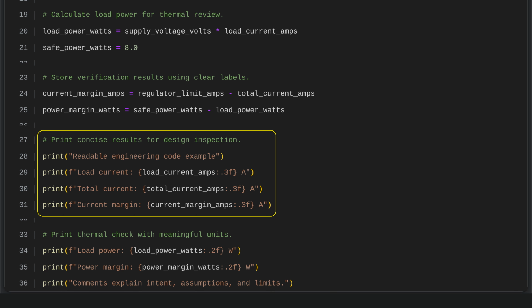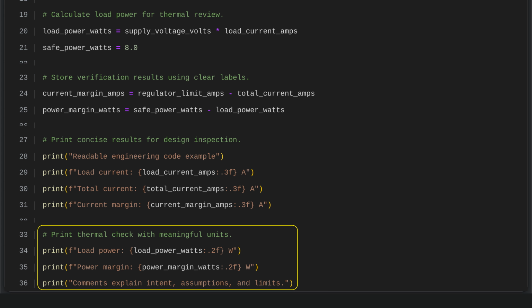This example prints key current values in a readable engineering format. It shows the load current, the total current including the sensor, and the remaining current margin against the regulator limit, each rounded to 3 decimal places in amps. Together, these outputs help confirm that the circuit is operating within safe current limits.